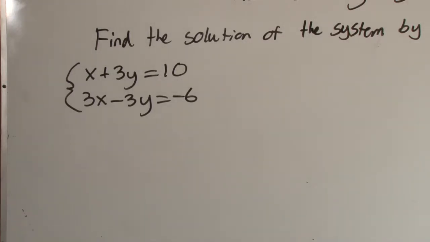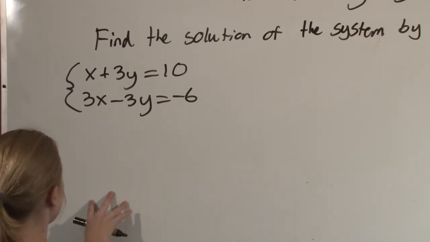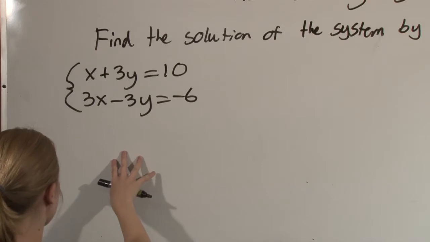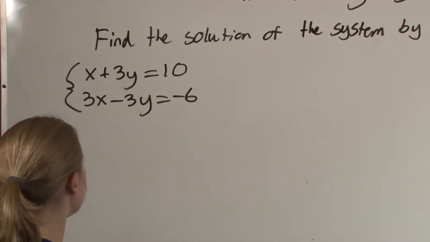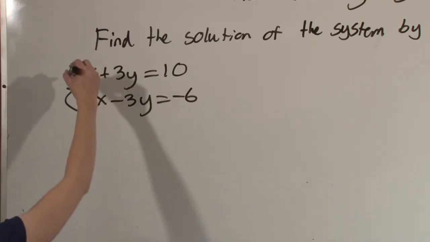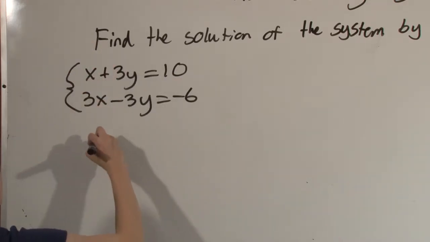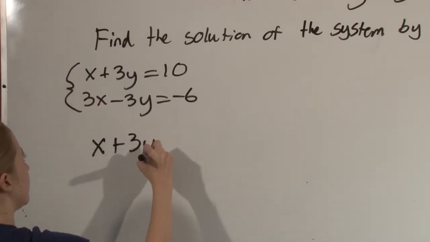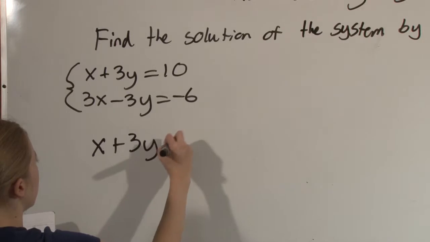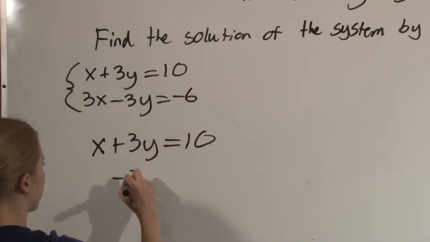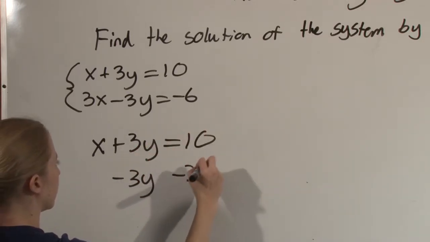So I'm going to do the same steps as last time. I'm going to solve for one of the variables. So I always just look for what's easiest, and in this equation I see that I have an x right here. So it looks like it would be very easy to solve for x. All I have to do is subtract 3y to the other side.